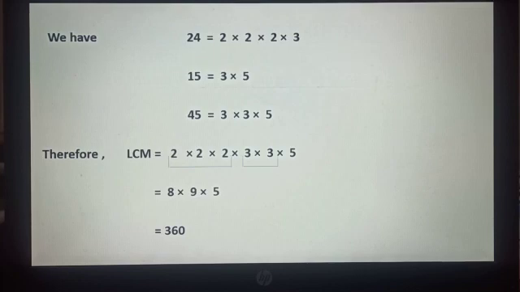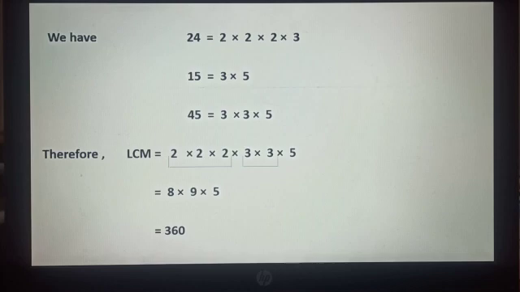Now we have prime factors of 24 is equal to 2 multiplied by 2 multiplied by 2 multiplied by 3. Prime factors of 15 is equal to 3 multiplied by 5. Prime factors of 45 is equal to 3 multiplied by 3 multiplied by 5. Here 2 occurs maximum 3 times, 3 occurs maximum 2 times and 5 occurs 1 time only.